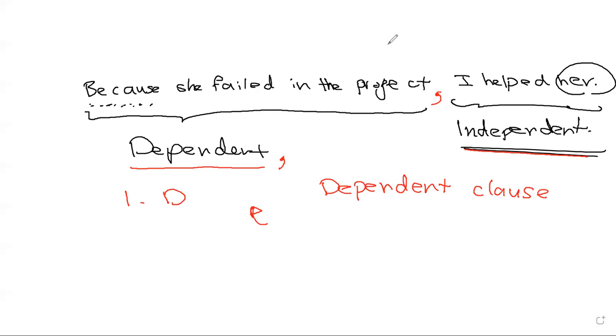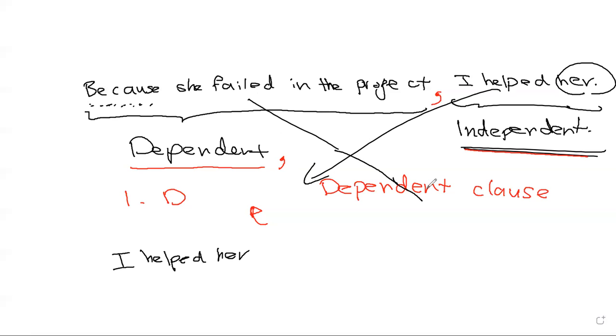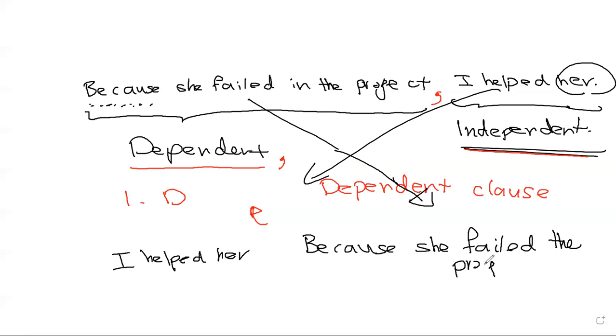So let's change this sentence. Let's say I helped her. Okay, so this is the independent clause, and we put that here. And then we're going to put that there. Yeah, excuse my writing. Because she failed the project. So do we need to put a comma here or not? Well, the answer is no, you do not put a comma here. So why do we not put a comma? Well, the reason is because the independent clause came first, no commas are going to separate it from the dependent clause.